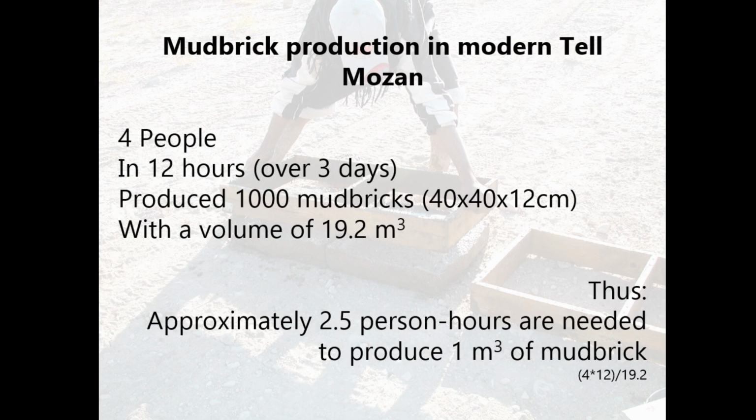Having worked hand in hand, the archaeologists with local masons, because the modern village architecture in the area is also comprised of mud bricks, there's the technique, even if there are some elements which are quite different, particularly brick sizes. But we were able to make a brick form which corresponds to the ancient bricks as opposed to the modern bricks. So we can quantify this experiment that we did, saying 4 people in 12 hours, spaced over 3 days, produced 1,000 mud bricks of a certain size with a volume of 19 cubic meters. Thus, approximately 2.5 person-hours are needed to produce 1 cubic meter of brick.